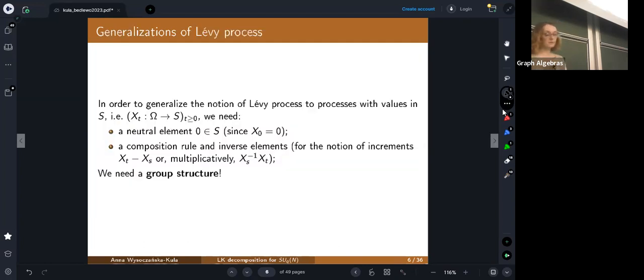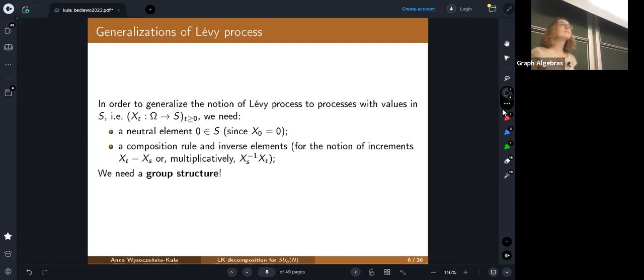And now there have been several generalizations of this notion of Lévy process, but basically, if we want to have a Lévy process with values in some different space, then since we need an analog of zero, where the process should start from, we need a neutral element. And also the composition rule requires that we have the notion of inverse and multiplication. So this means basically that we need a group structure.